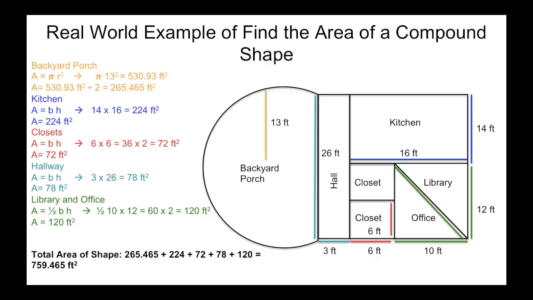After all of these calculations, we just have to add up all the room areas. So 265.465 plus 224 plus 72 plus 78 plus 120 comes to a total of 759.465 feet squared for the area of the compound shape.